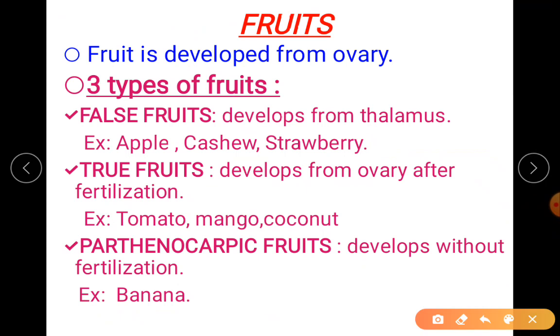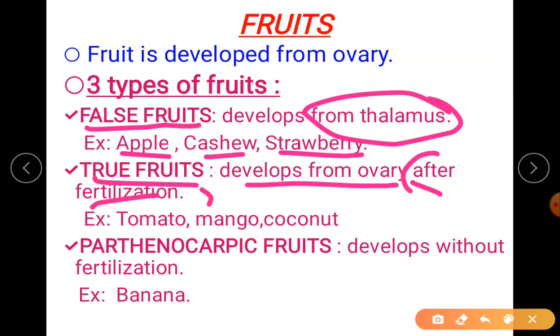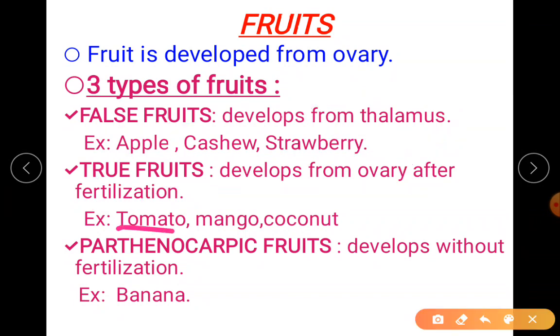Okay, so that is about your false fruit. It develops from the thalamus. So apple, cashew, strawberry is your example. Coming to true fruits, definitely it is produced from the ovary and it is after fertilization itself. Okay, so it is developed from the ovary itself. So any example you can give: tomato, mango, coconut.